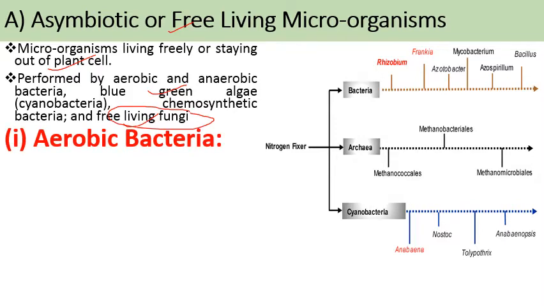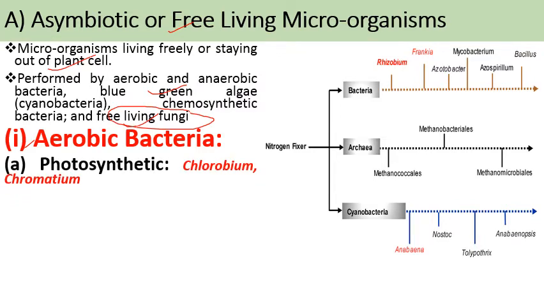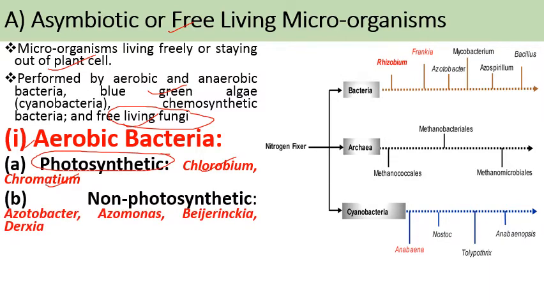Firstly, aerobic bacteria. It means they require oxygen for their metabolism. In this, the first category is photosynthetic aerobic bacteria, which include Chlorobium and Chromatium. Next come non-photosynthetic aerobic bacteria, which include Azotobacter, Azomonas, Beijerinckia and Derxia. So these are the aerobic non-photosynthetic bacteria.